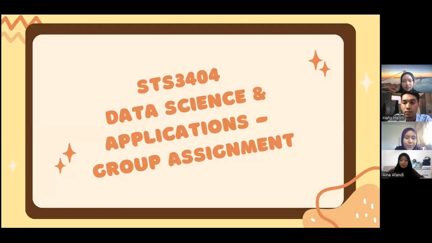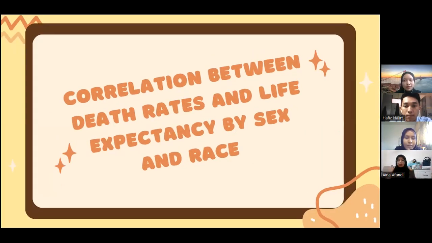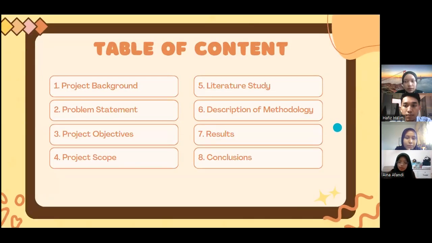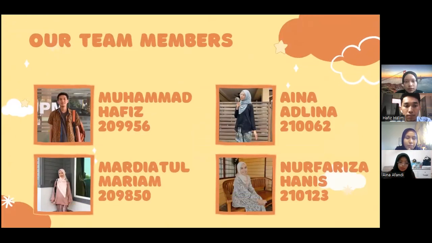Today we're going to do a presentation on our group assignment for data science and application. Our title is Correlation between Death Rates and Life Expectancy by Sex and Race. Here's our table of content for our presentation today. And these are our team members, Hafiz, Aina, Mariam, and me, Fariza.